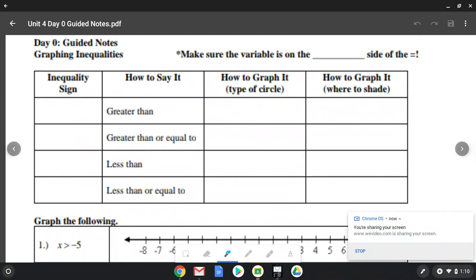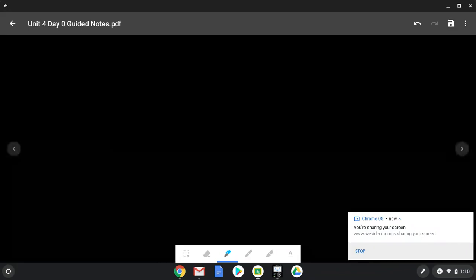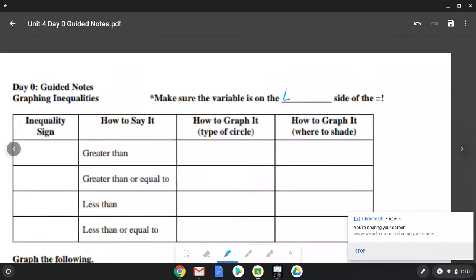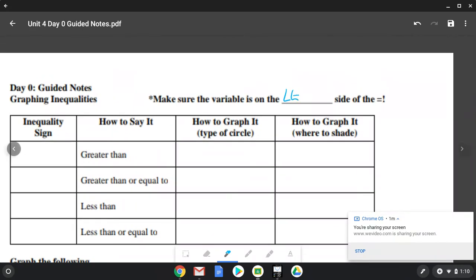At the top here, make sure the variable is on the blank side of the equal sign, or inequality sign in this case. We're always going to make sure that the variable, which could be an x or a y, usually an x, or any letter, is always on the left side. When we make sure it's on the left side, it's going to be easier to tell which direction, right or left, things are shaded.